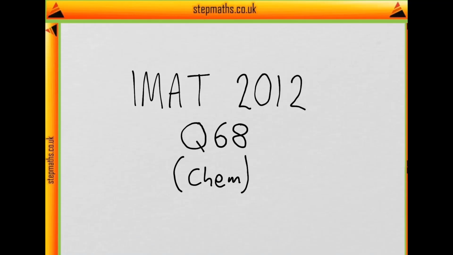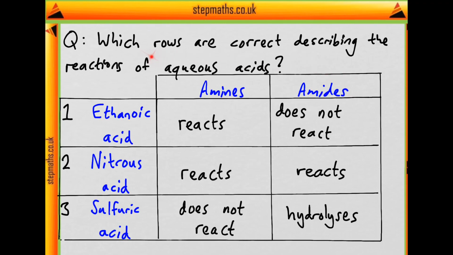This is question 68 on chemistry from the 2012 IMAT. So we're asked which rows on this table are correct describing the reactions of aqueous acids. So we have ethanoic acid, nitrous acid and sulfuric acid reacting with both amines and amides. So which of these are correct?